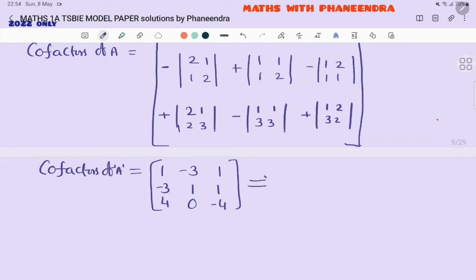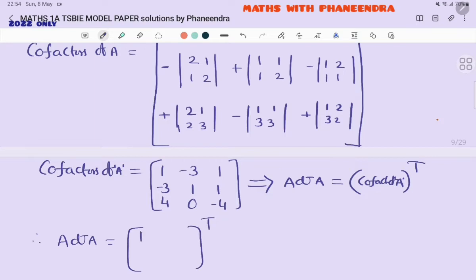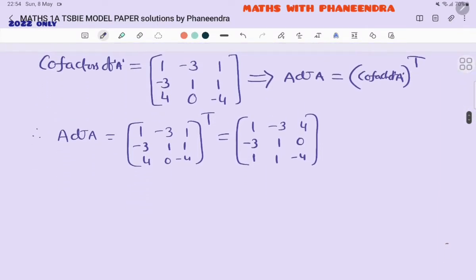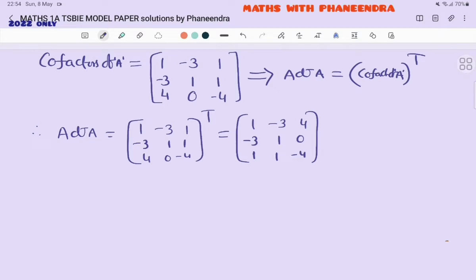So from this, adjoint A is equal to the transpose of cofactors of A. Therefore, adjoint A is equal to transpose of this matrix 1, minus 3, 1, minus 3, 1, 1, 4, 0, minus 4, that is equal to 1, minus 3, 4, minus 3, 1, 0, 1, 1, minus 4. So this is about adjoint of A.